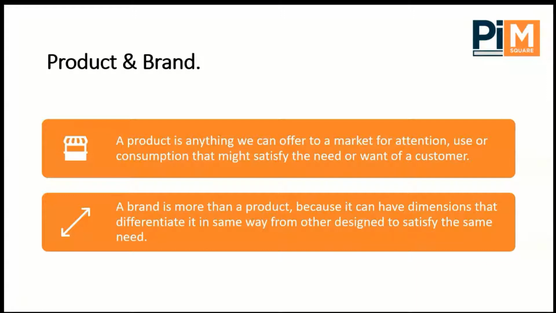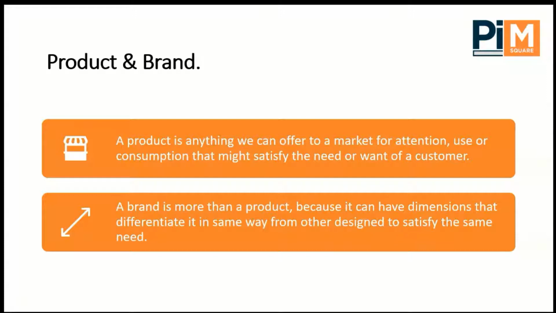But when we think about buying a sports shoe, and going ahead with a quality product, then brand names come into the picture, like Nike, Adidas and others, because there are so many reasons for it. We'll be discussing in other videos how it makes itself a brand from a product and how it differentiates from a product. A brand is more than a product because it has dimensions that differentiate it in some ways from other products designed to satisfy the same need.